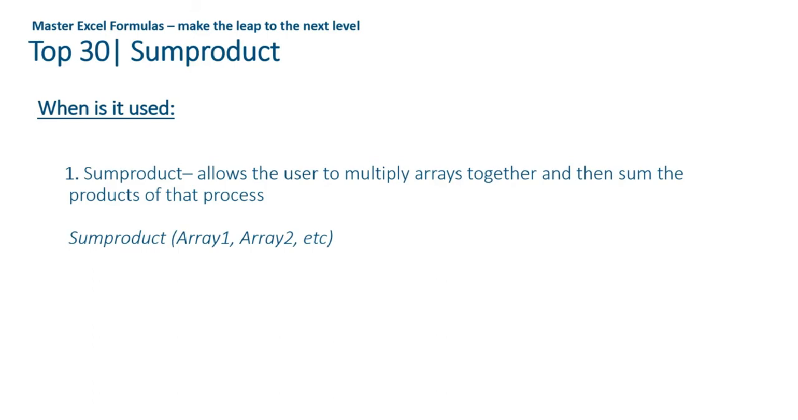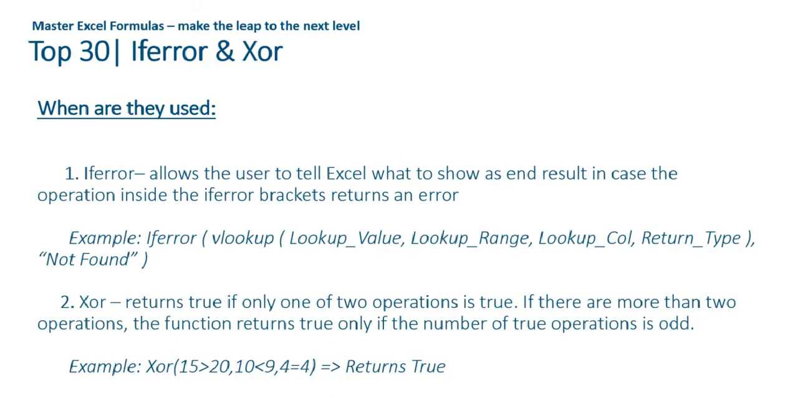Now the next two formulas, IFERROR and XOR. IFERROR is probably one of the most used formulas in Excel. What it does is it ensures that there is an alternative outcome in case the operations inside the IFERROR brackets actually return an error.